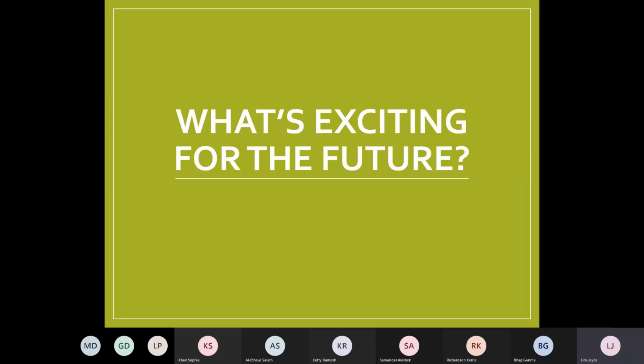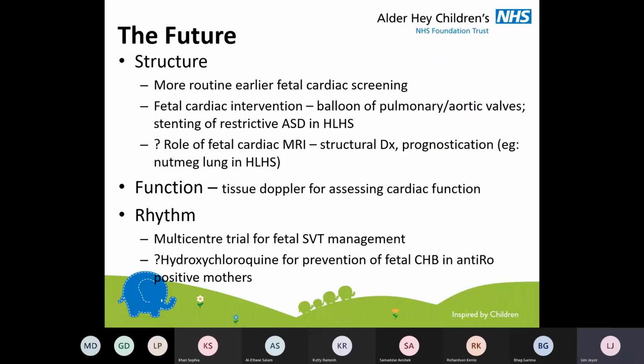So finally, what's exciting for the future? Structure, as I said, more routine. Hopefully, we can do more routine early fetal cardiac screening in all units in the UK, not just in selected units. Hopefully, we can offer things like balloon pulmonary and aortic valves in more centers in the UK. Possibly stenting of restrictive ASDs in hypoplastic left hearts. I hear lots of people saying that, yeah, the outcomes are not that great. Obviously, there's a separate discussion to all this. We'll talk about it at another time.